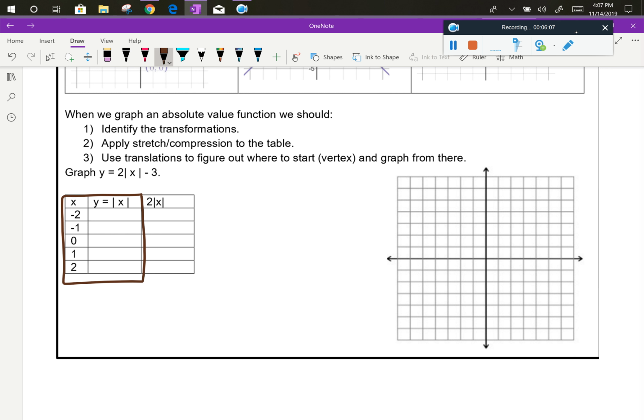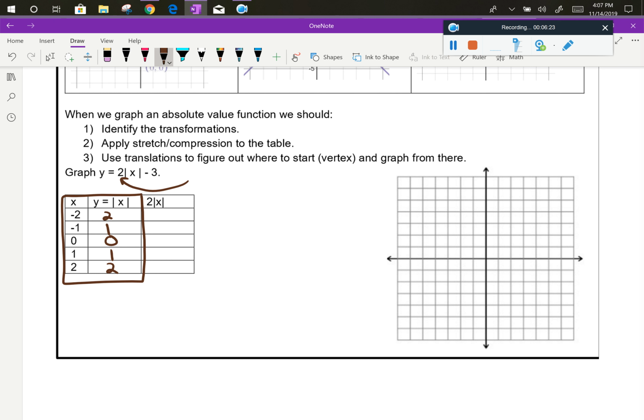We know that when we take the absolute value, we're giving the distance from 0. So the absolute value of -2 is 2. The absolute value of -1 is 1. The absolute value of 0 is 0. The absolute value of 1 is 1, and the absolute value of 2 is 2. So every absolute value function starts with that table. And then we look at the problem.